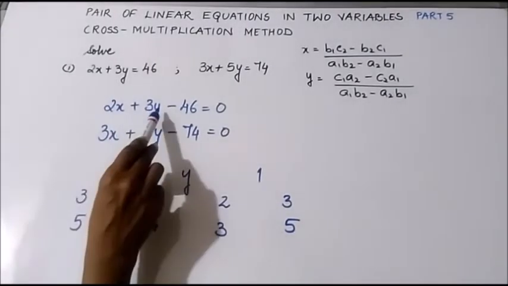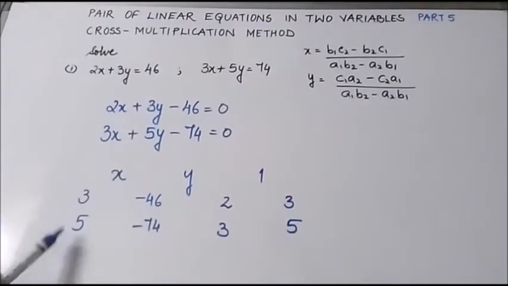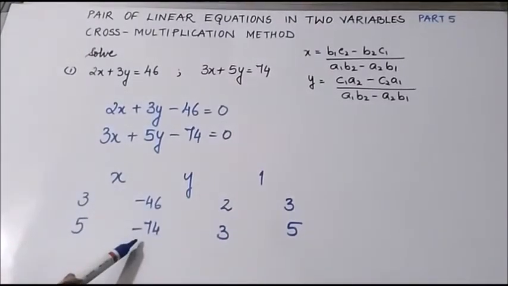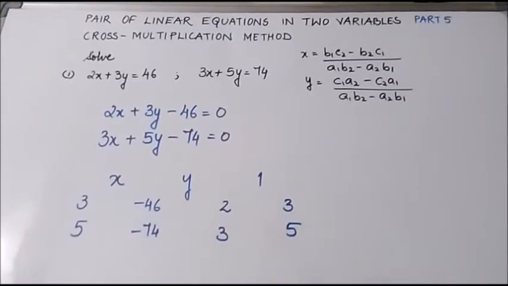Once again I am repeating. We start from the coefficient of y, that is 3 and 5. Write here 3 and 5. Then write minus 46 and minus 74. Then write the coefficient of x and then write the coefficient of y.